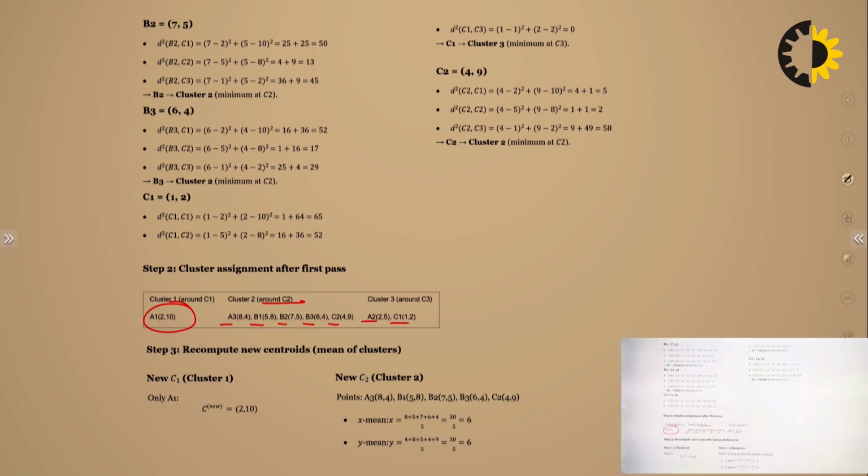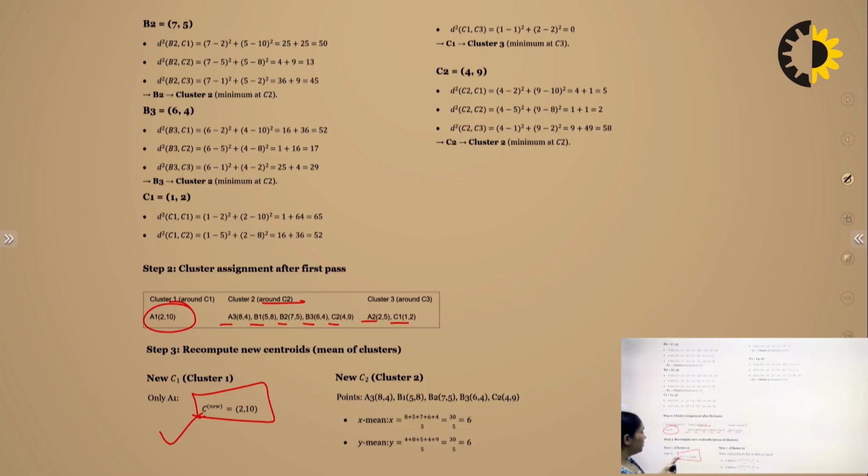Now we will compute the centroid like the previous one. We need to compute this new C. As we can see, in C1 there is only A1, so we don't need to find the mean because there is a single element and that will become the centroid.